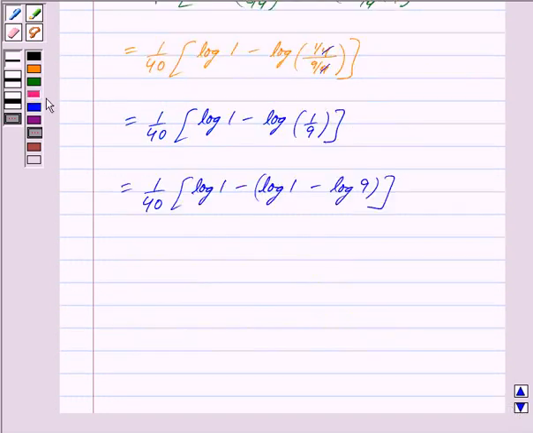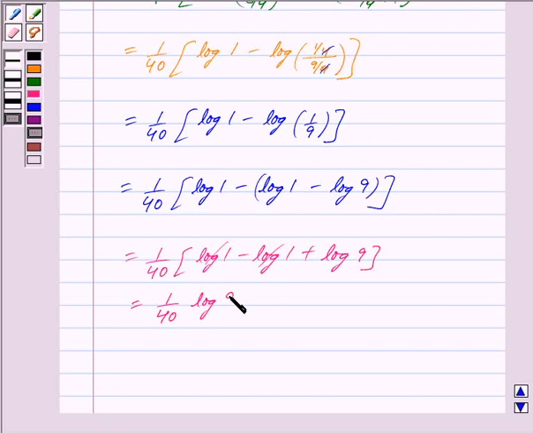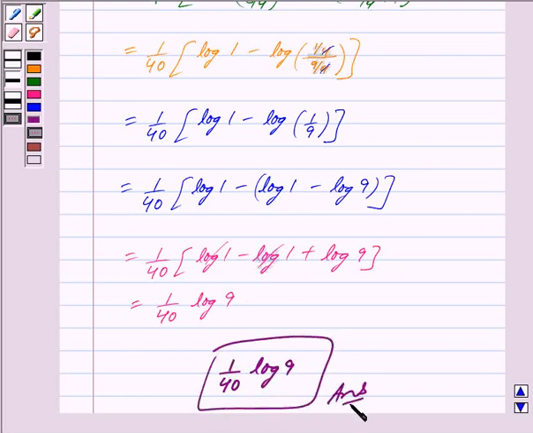And this is equal to 1 by 40 into (log 1 minus log 1 plus log 9), right? Now cancelling out plus log 1 and minus log 1, we are left with 1 by 40 into log 9. So we get our answer as 1 by 40 into log 9. This is our answer. Hope you have understood the solution.